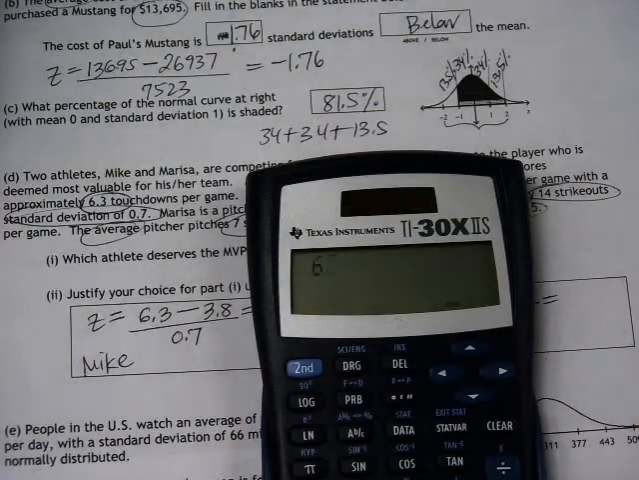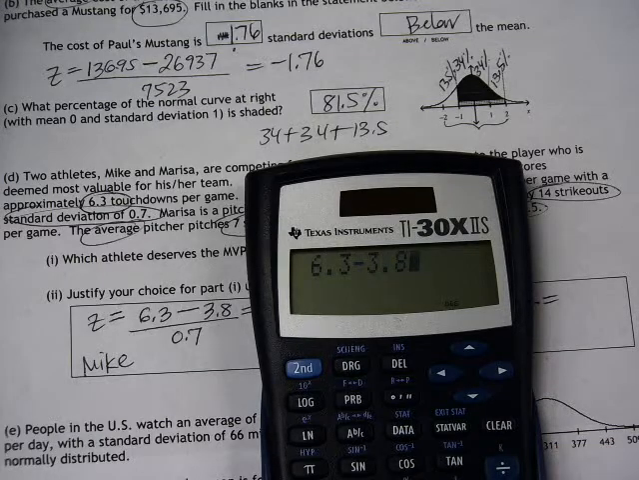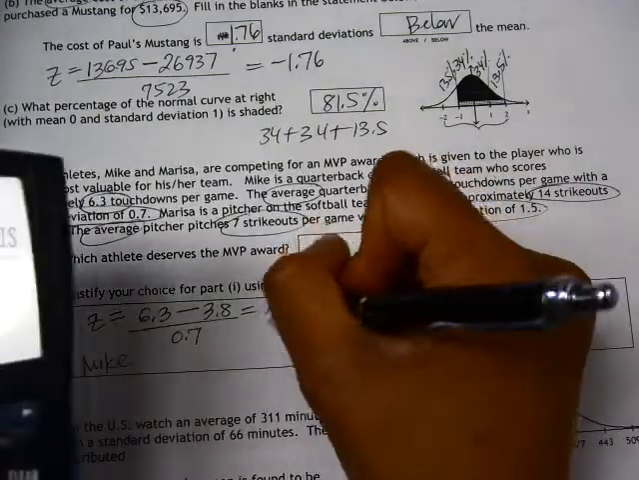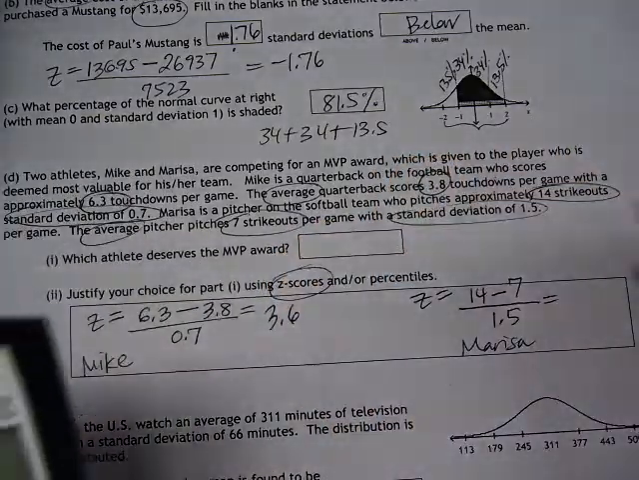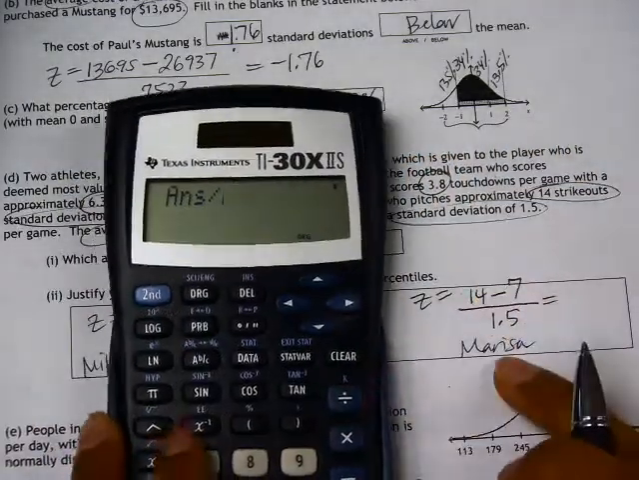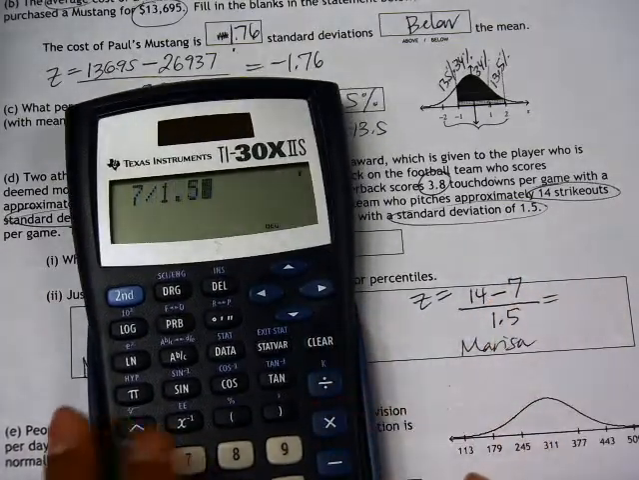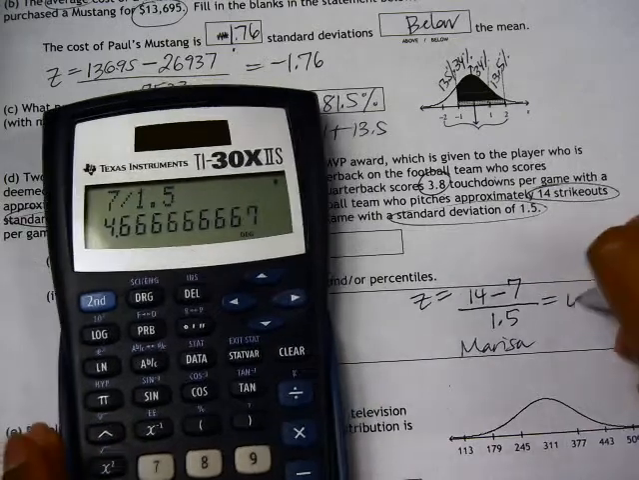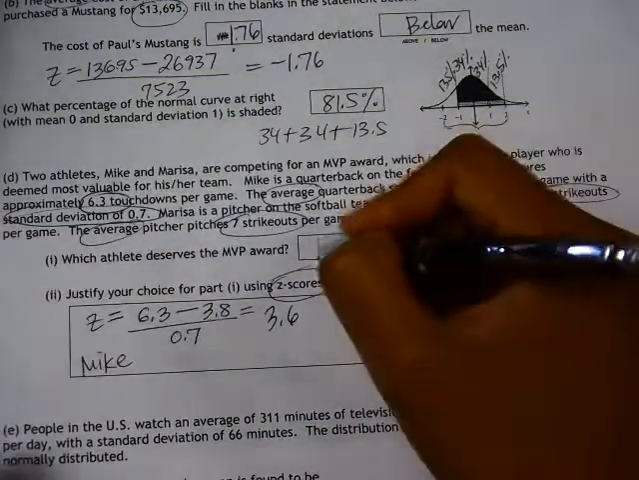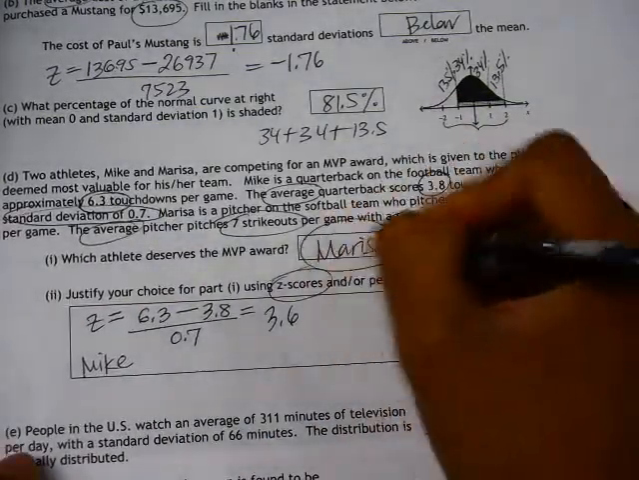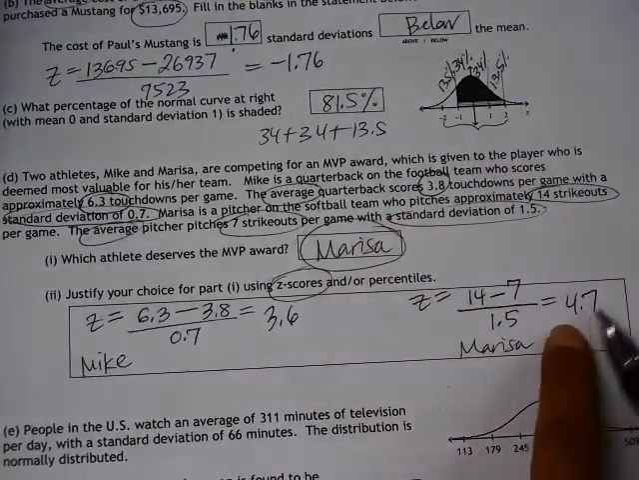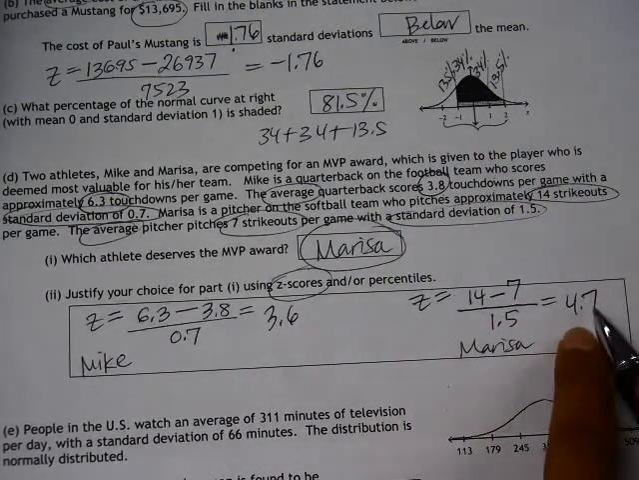So 6.3 minus 3.8 divided by 0.7. Mike is 3.6 standard deviations away. And then Marissa is 14 minus 7 divided by 1.5. She's 4.7 standard deviations away. So Marissa deserves the MVP award because she is farther away, farther above average according to her z-score.